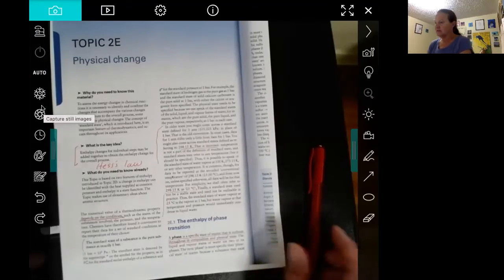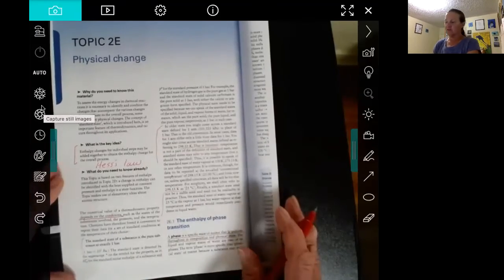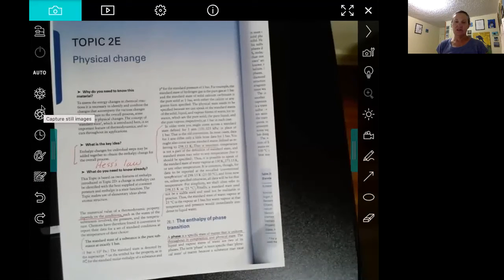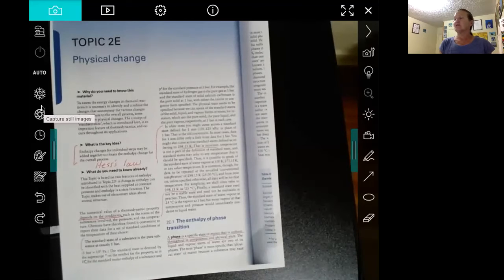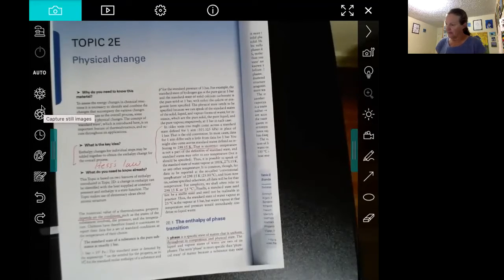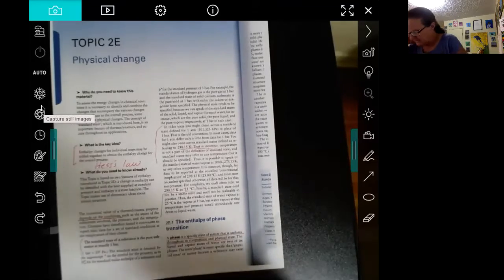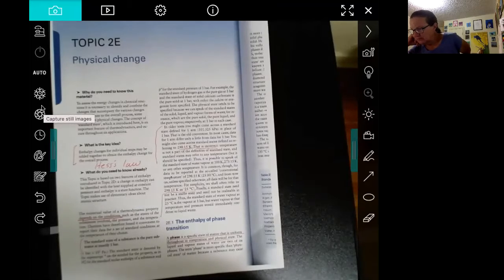So we're on topic 2E, and we're going to first just talk about physical change. So we've learned about the function enthalpy, which a change in enthalpy is equivalent to the heat transfer in or out of a system if the process is carried out at constant pressure. So we're going to use that function because that's a common way to set up an experiment. And the key idea to come out of this is that enthalpy changes for individual steps may be added together to obtain the enthalpy change for the overall process.